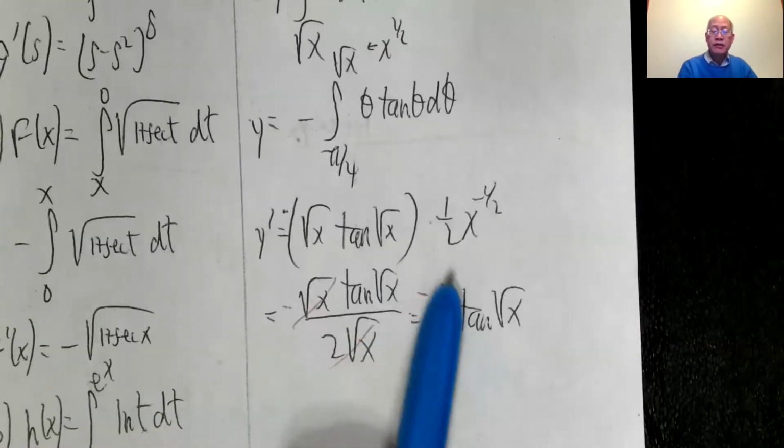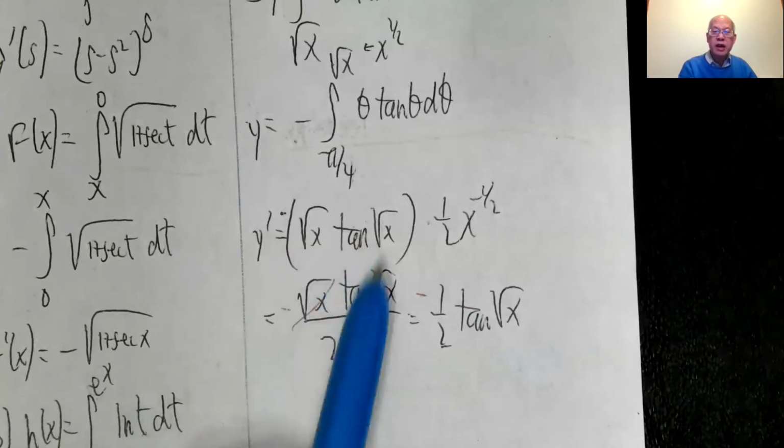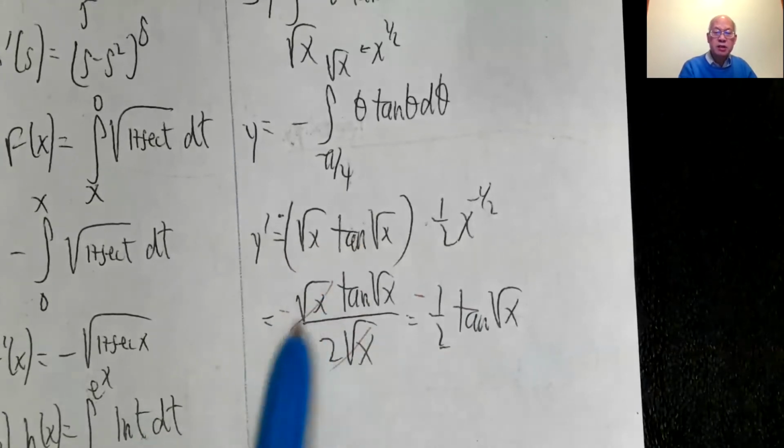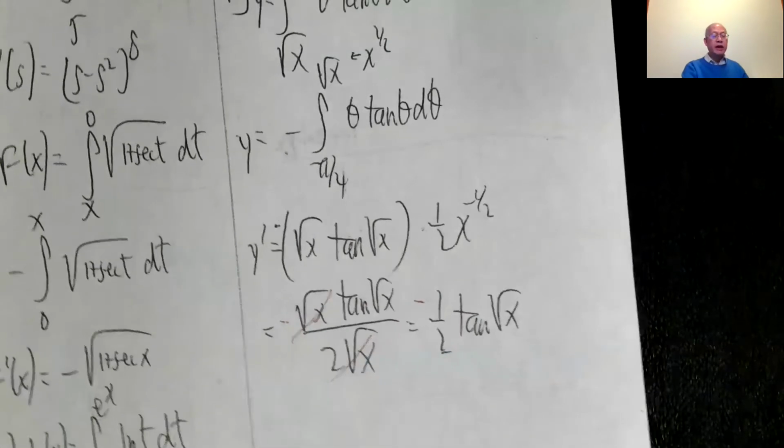So y prime is negative radical x, tan radical x, times the derivative of radical x, which is 1/2 x to the negative a half. Clean it up. I have radical x, tan radical x over 2 radical x. Looks like radical x cancels out. So negative a half tangent radical x.